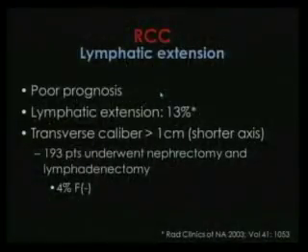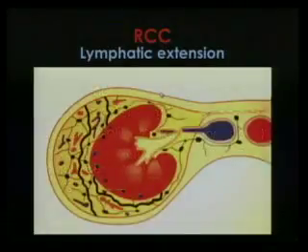Lymphatic extension, when it's present, lymphatic involvement at time of diagnosis is not a good sign, and usually the survival rate decreases from 90 to 60%. What we evaluate is the morphology of the lymph node with a transverse caliber that shouldn't be more than 1 centimeter. And usually there is a very good correlation between the size of the lymph node and the involvement of these nodes.